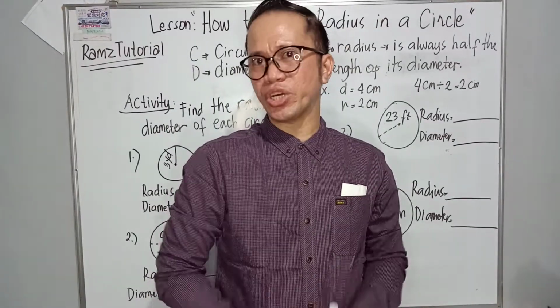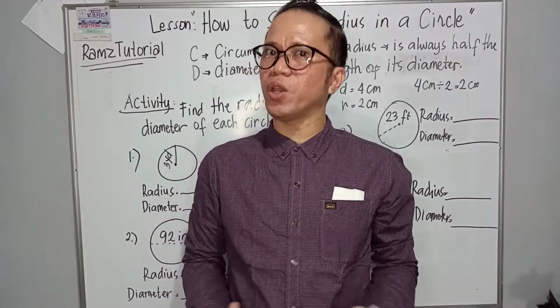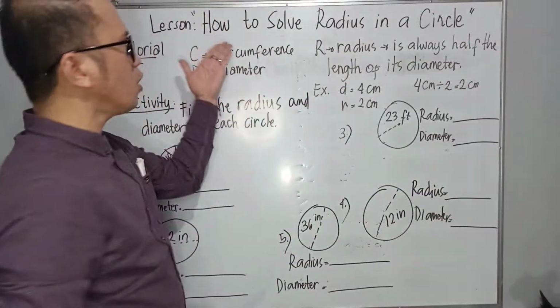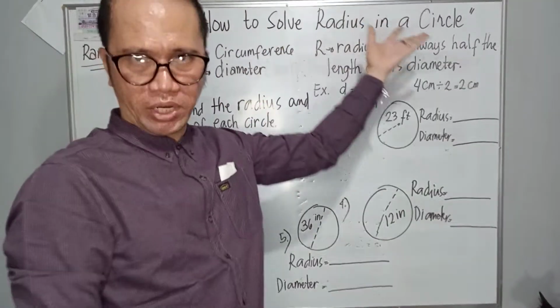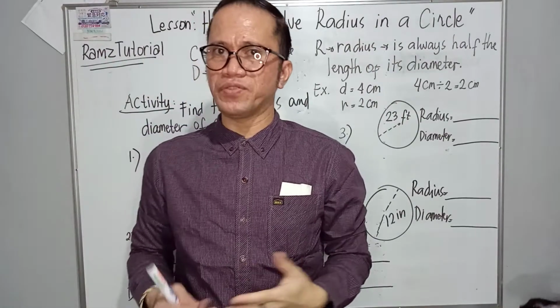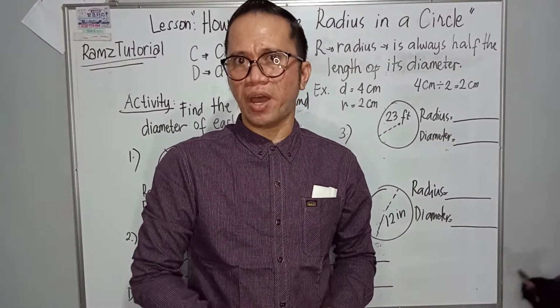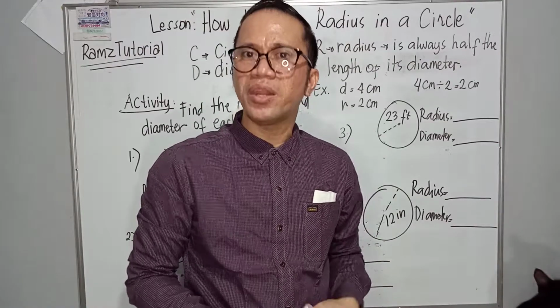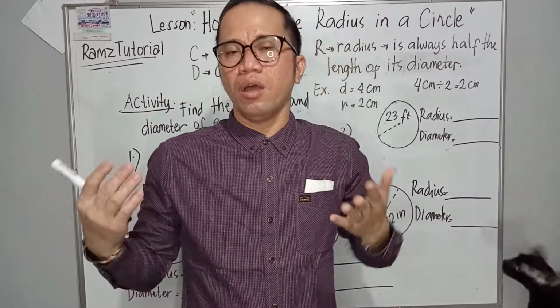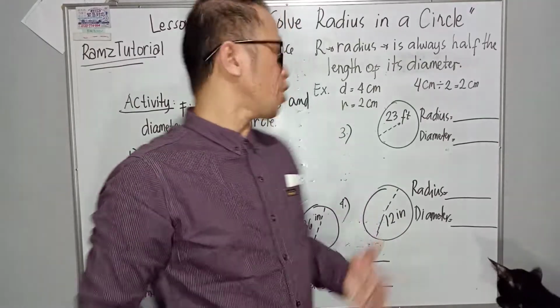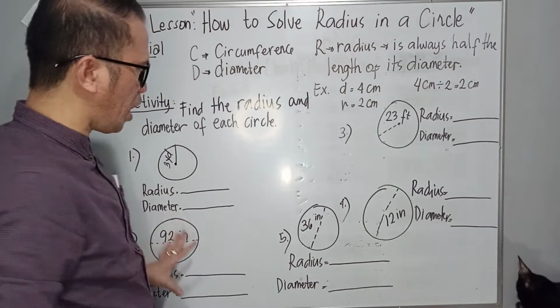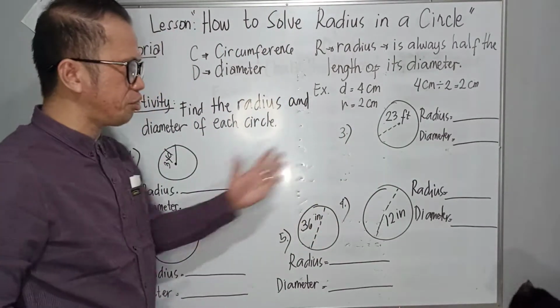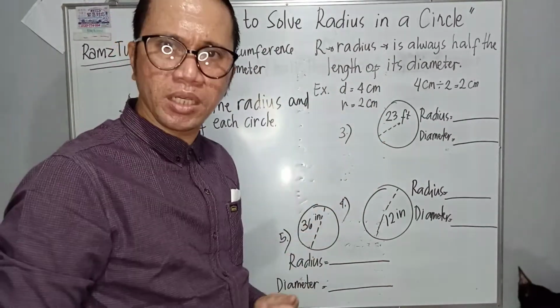In this video tutorial, guys, we're going to discuss our new lesson. It's all about how to solve the radius of a circle. Our objective here is that we can identify, or solve, the radius and the diameter in each equation. Here in our problem I have 5 different circles and different measurements.